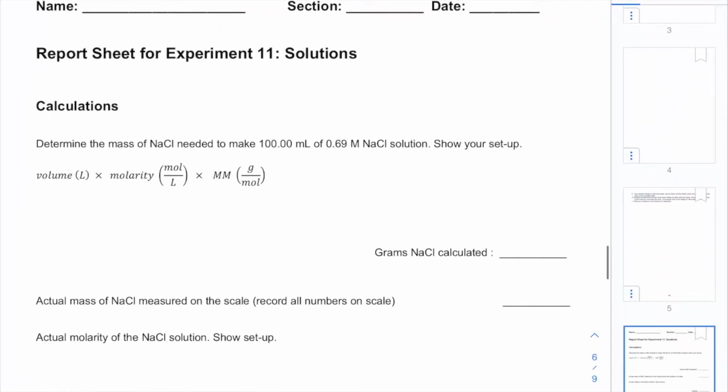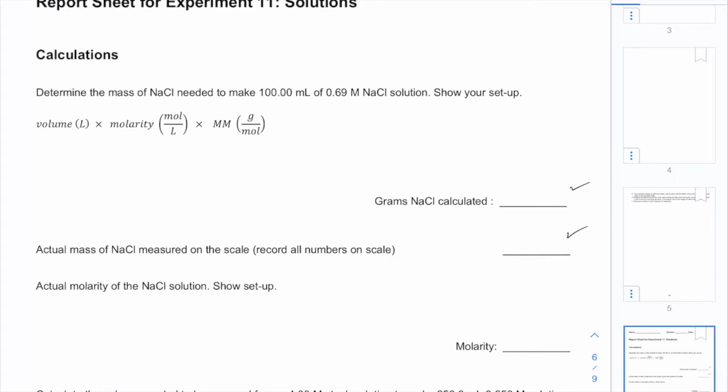Here you're going to do your calculations. Like I showed you, here's the steps you need to take. What you write here, it's also going to be here. We're going to pretend that what you actually calculated is exactly what you measured in the scale. And then the whole point of this for part 1, part A, is to calculate the molarity. Once you have the moles and the volume, you can calculate the molarity of the solution. So now let's watch the video.